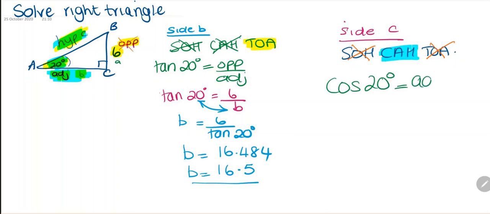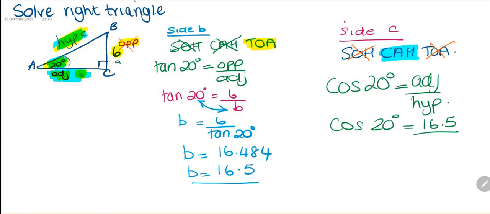divided by hypotenuse. And adjacent is B, which we found is 16.5. And that is divided by hypotenuse, which is C. So I can multiply by C and divide by cos 20. So I'll have C is equal to 16.5 divided by cos 20.